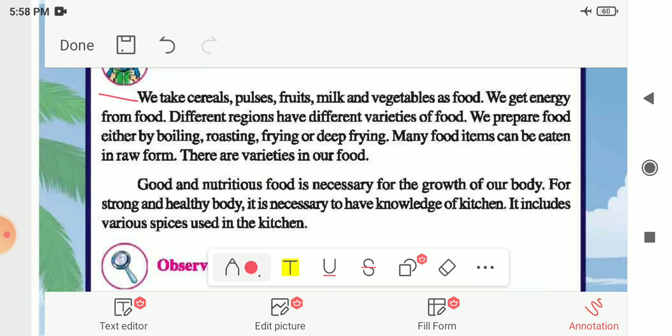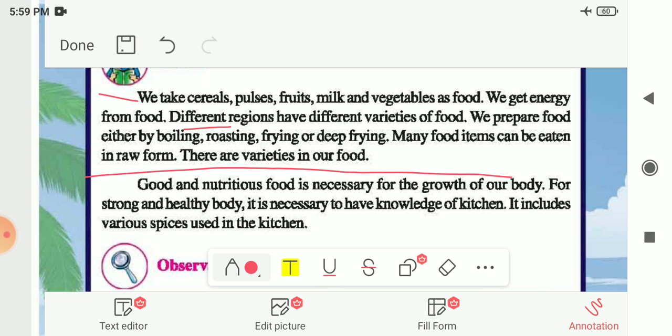So you know that we take cereals, pulses, fruits, milk and vegetables as food. And from this food we get energy. We also know that different regions have different varieties of food. Even in our one country, according to the regions, different regions have different varieties of food.